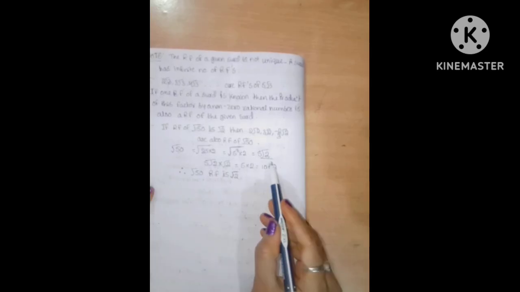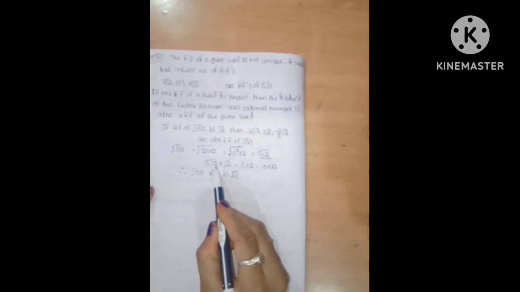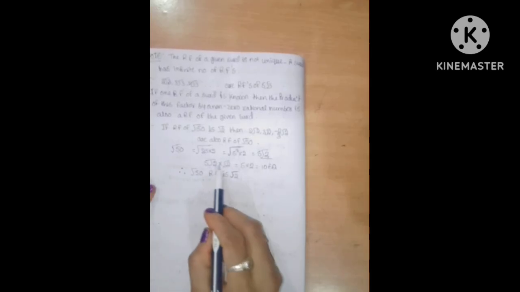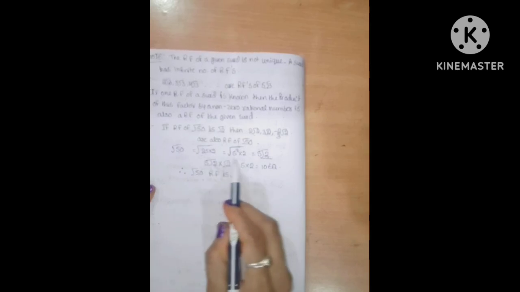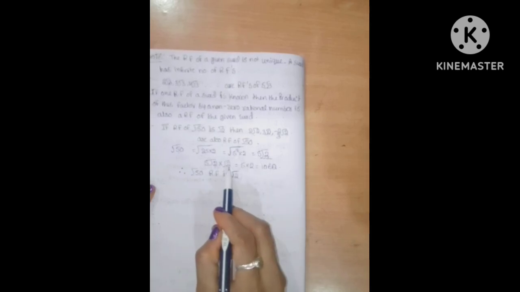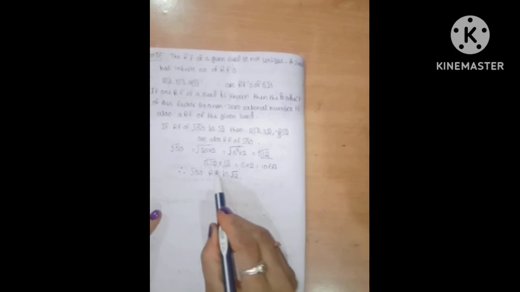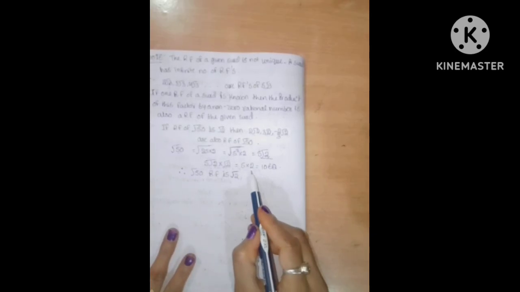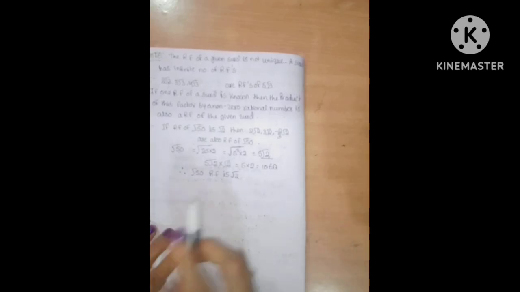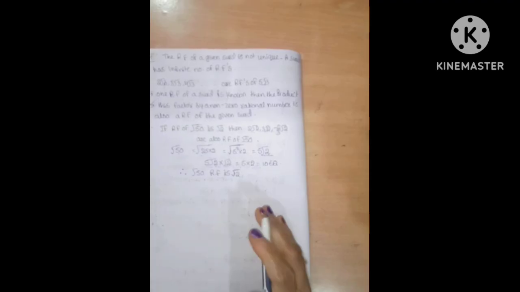Okay, are you clear? Then again, the pure surd is rationalized. Here already 5 is rationalized only. Then the pure surd is root 2 into root 2. So the product of the rational number and the surd gives also a rational number. The product of these two definitely gives a rational number only. Okay, are you clear? Yes.